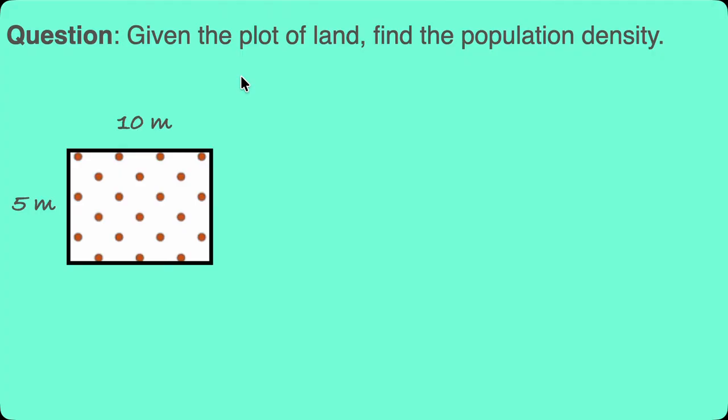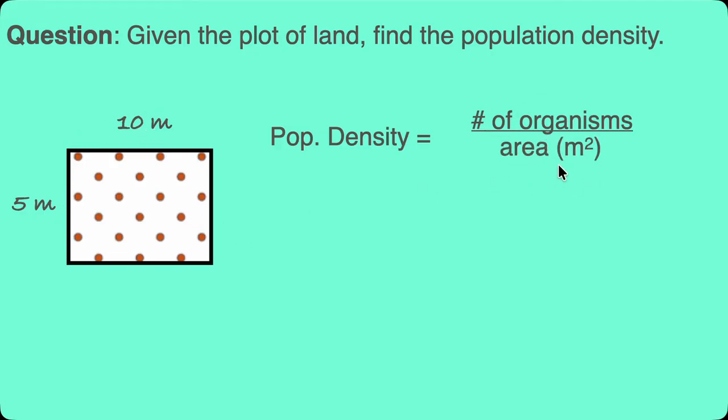Here is how you would do this. We have a rectangle, 10 meters by 5 meters. These little dots represent our organisms. How would we find that? First things first, number of organisms: count the dots. So population density equals the number of dots, and then the area would be the length times the width of this box. It's going to be in meters squared because our unit is meters here.